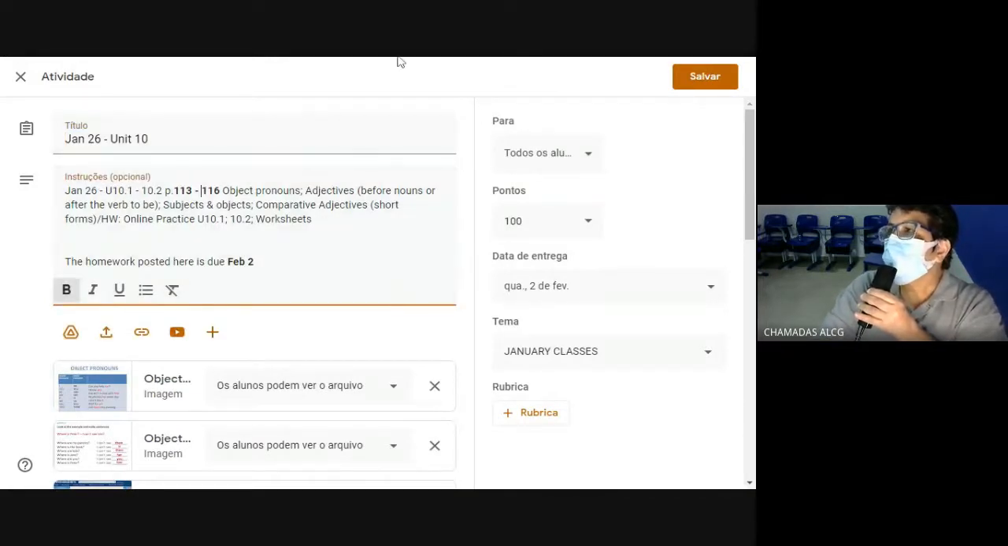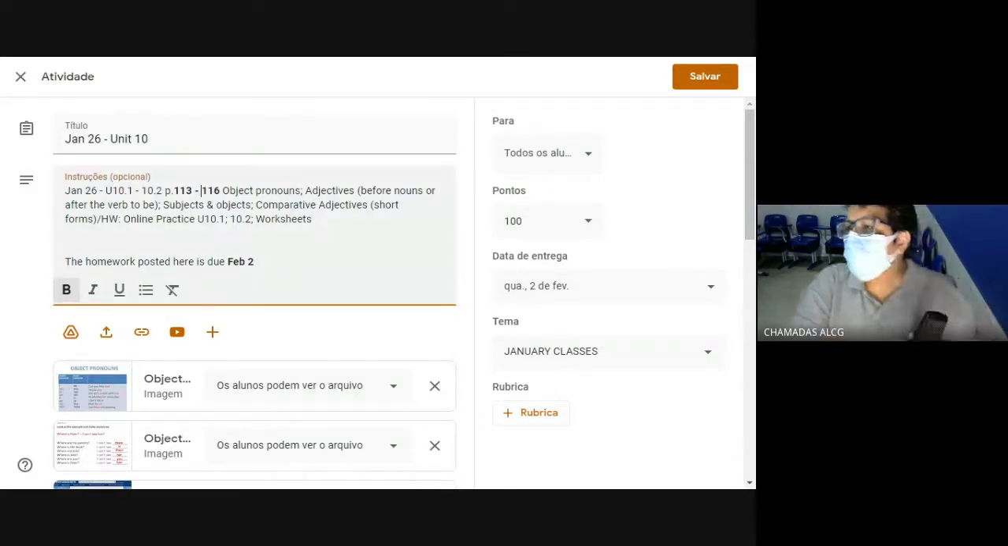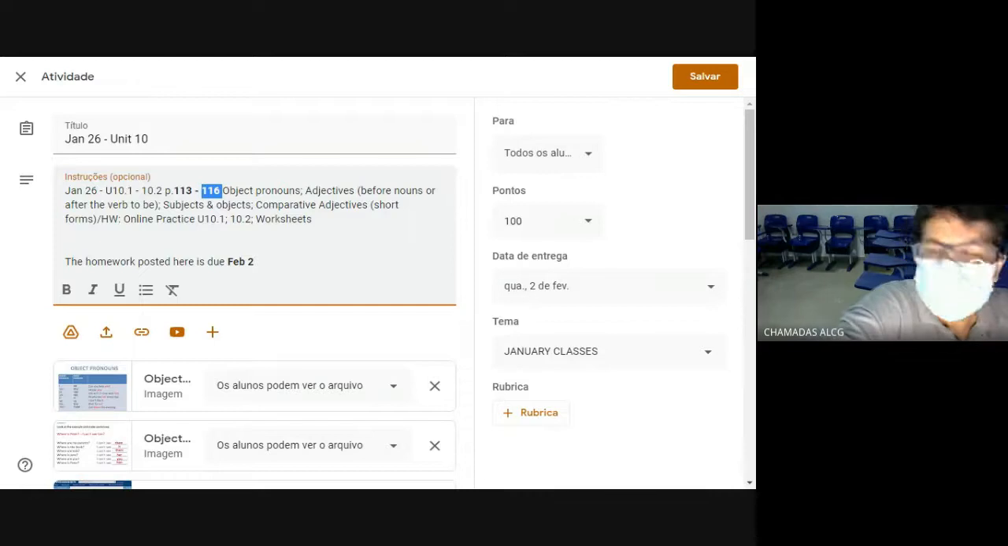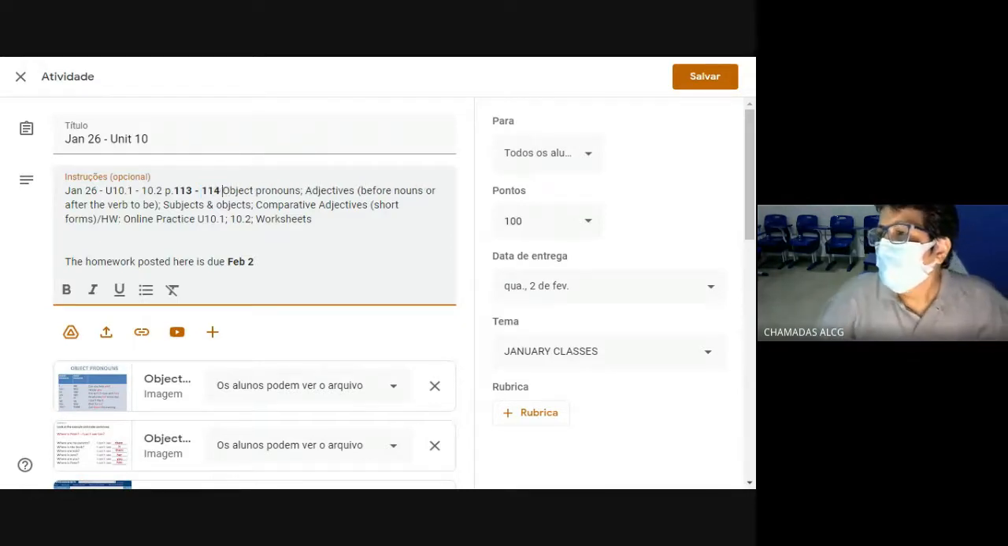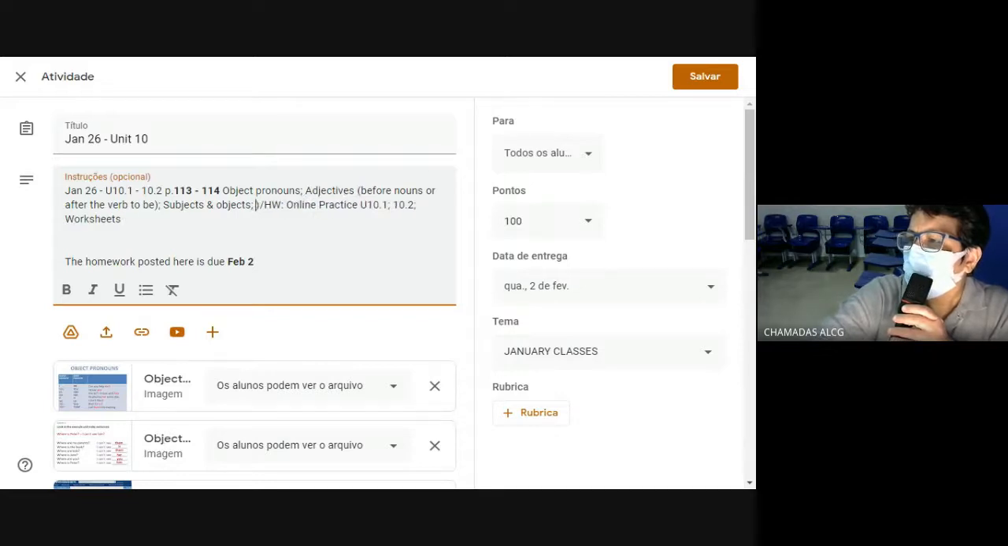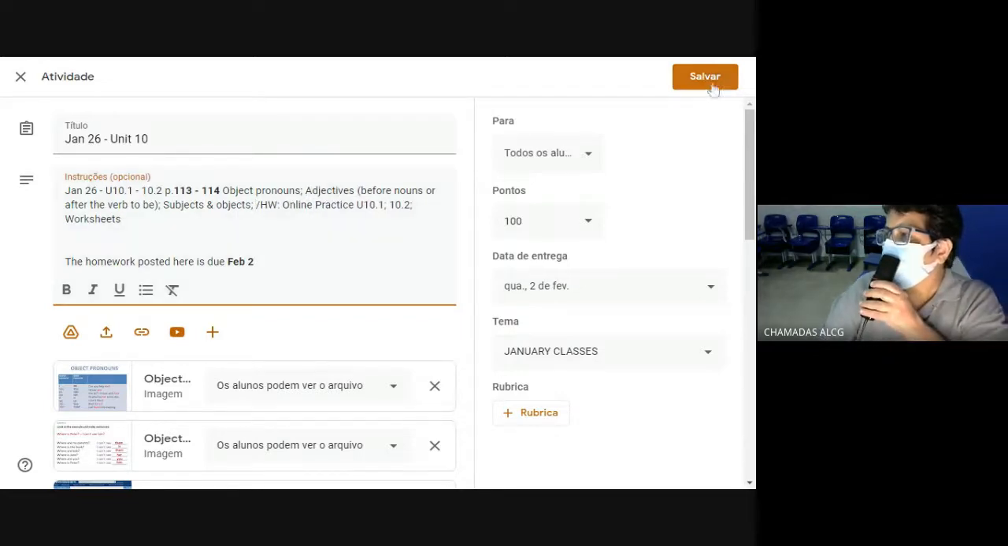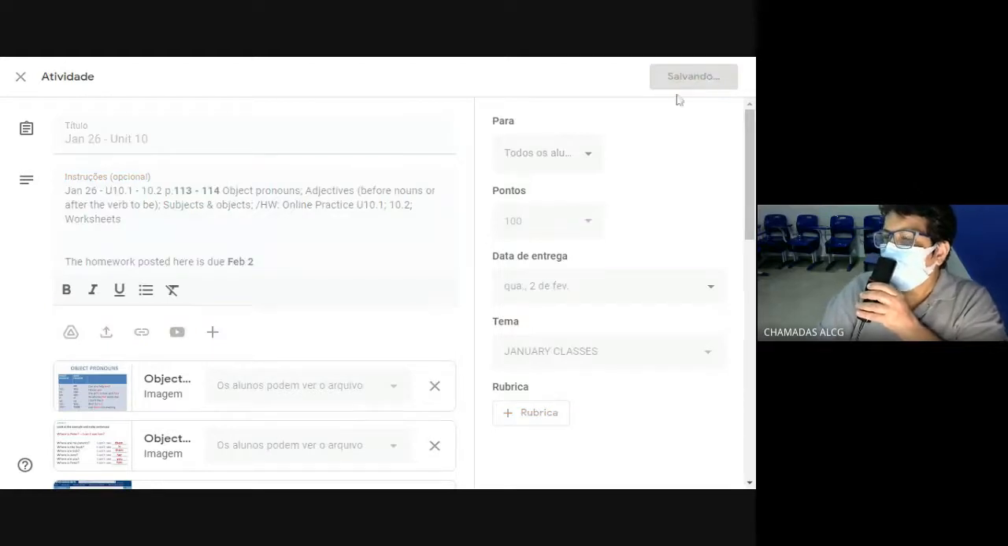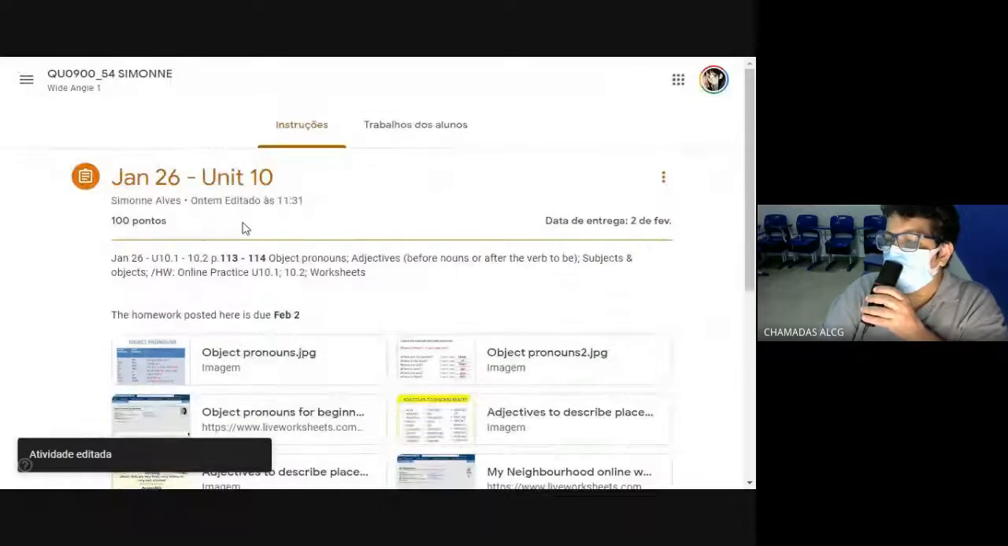So we've done, let me add it here. We finished page 114, right? So let me just put here. And we haven't done the comparatives, but I will just leave it there and I will save. Okay, so we know what we have done. All right, there you go.